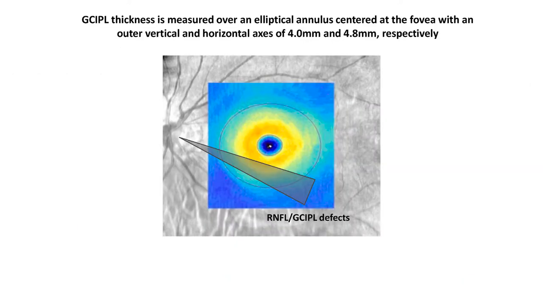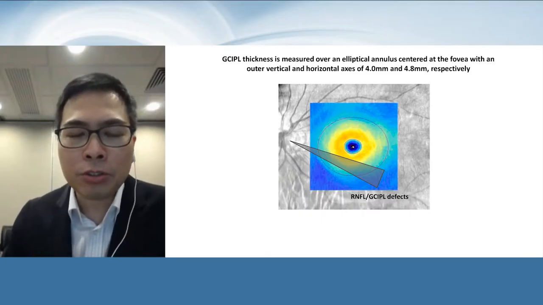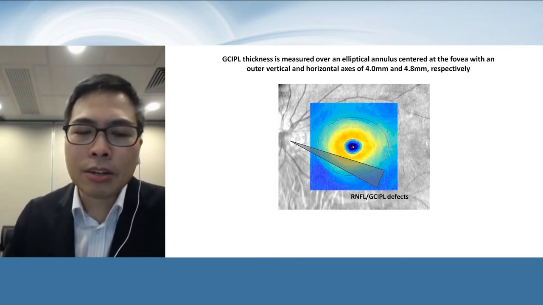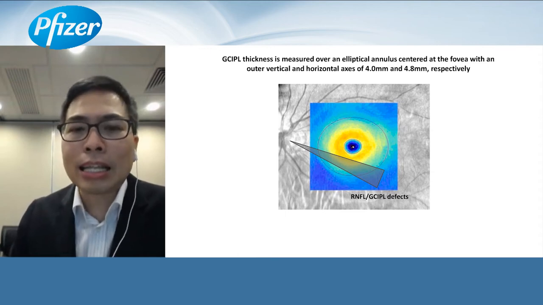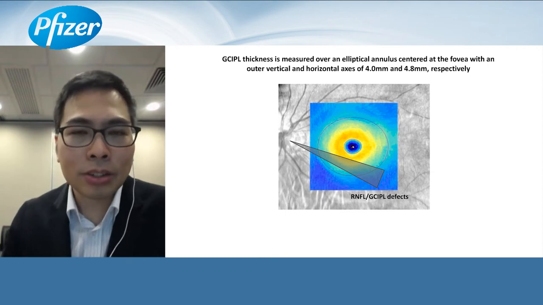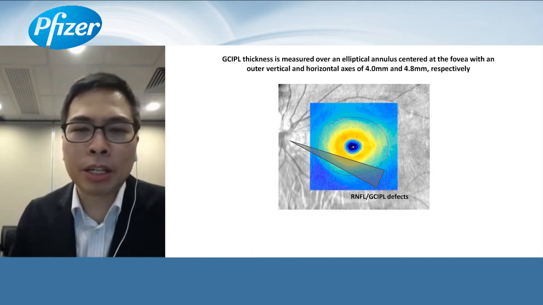It is very much related to the scan protocol we used to measure GCIPL thickness. In the Cirrus OCT, it measures the GCIPL over an elliptical annulus over the macula. Imagine if there is a retinal nerve fiber layer defect developing right at this region, using GCIPL can actually detect changes sometimes earlier than peripapillary retinal nerve fiber layer.